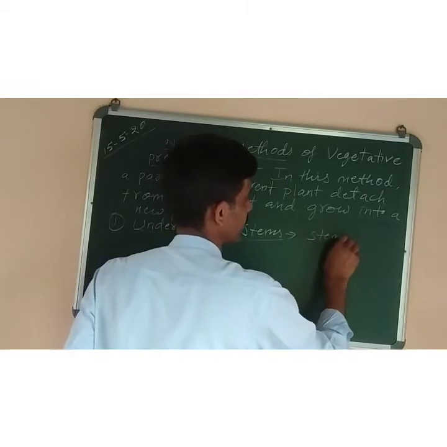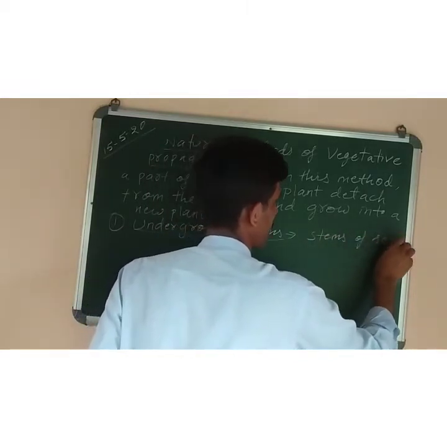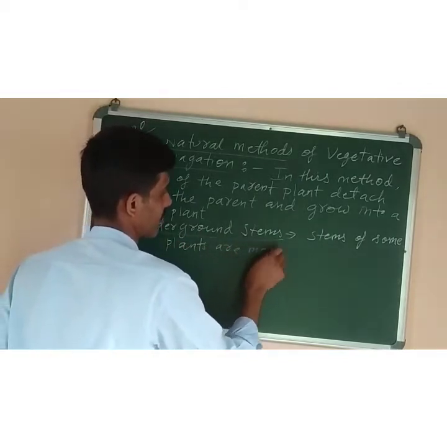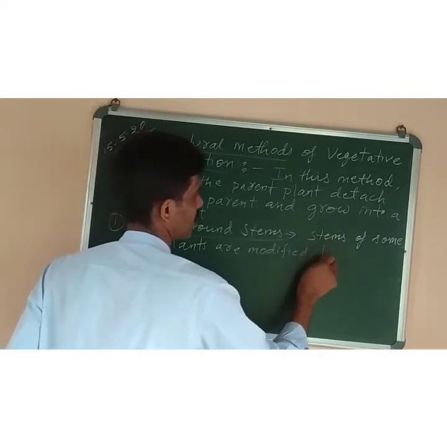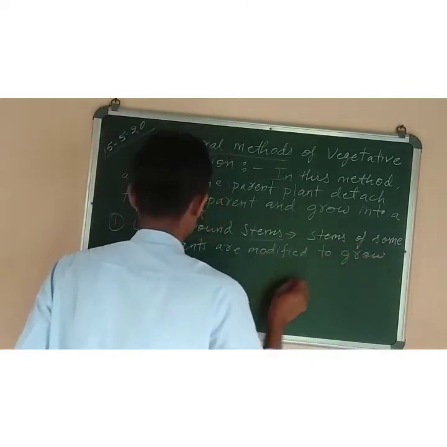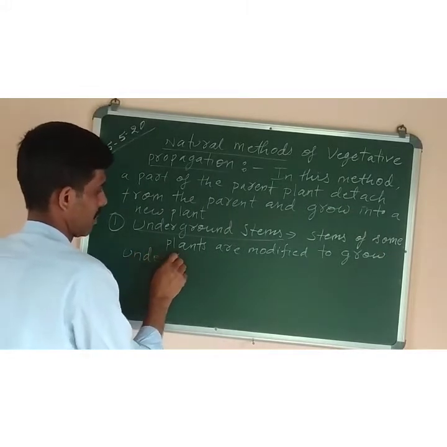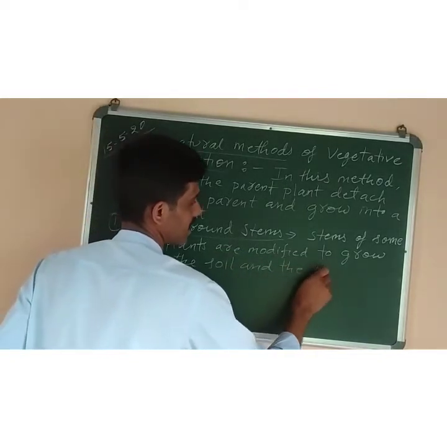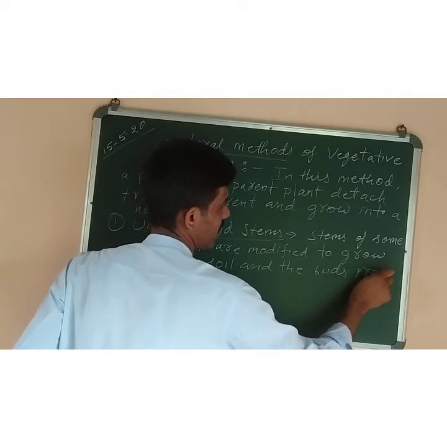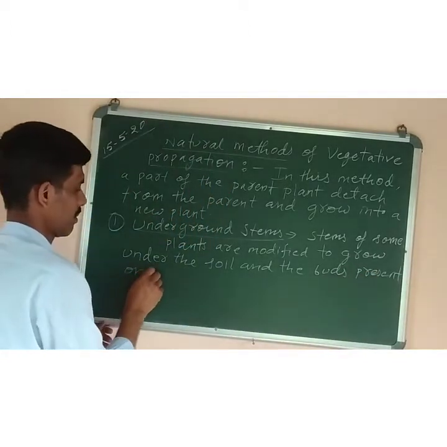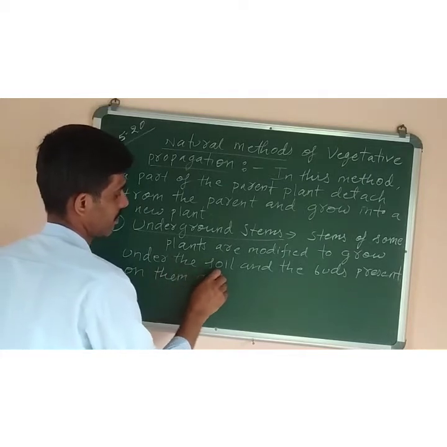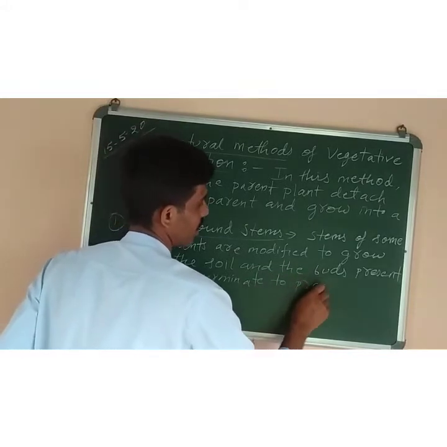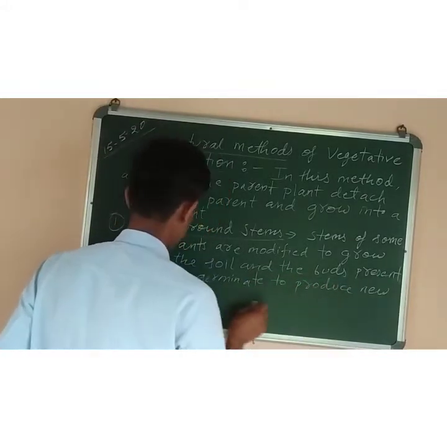Stems of some plants are modified to grow under the soil, and the buds, buds means young undeveloped shoot, present on them germinate to give rise to new plants.